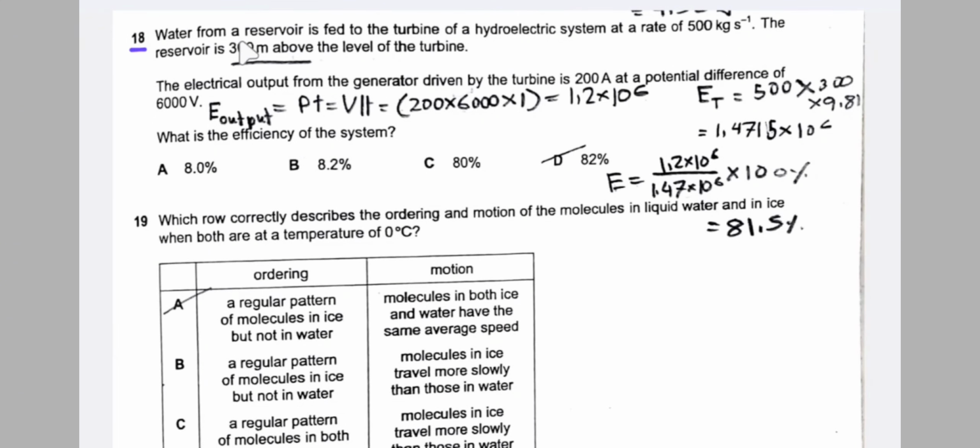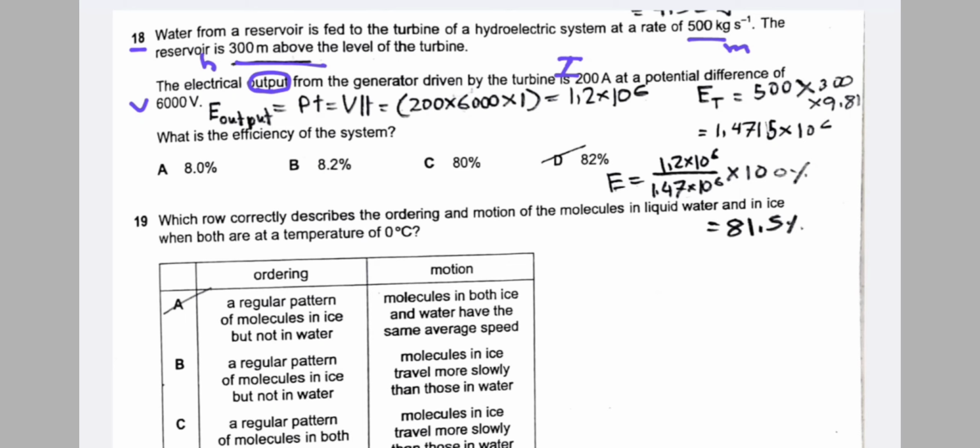Question number 18. Water from a receiver is fed to the turbine of a hydroelectric system at a rate of 500 kg per second, that is the mass, and the receiver is 300 meter above the level of the turbine, so the height is 300 meter. The electrical output from the generator, driven by the turbine, is 200 ampere, that is the current, at a potential difference of 6000 volt. So this is the potential difference, that is V.